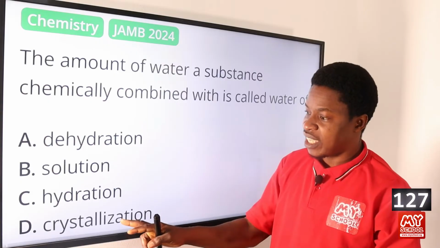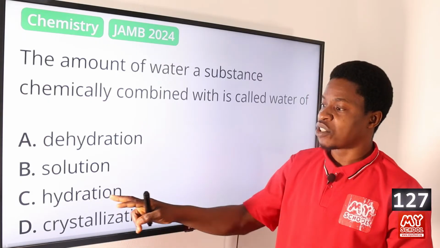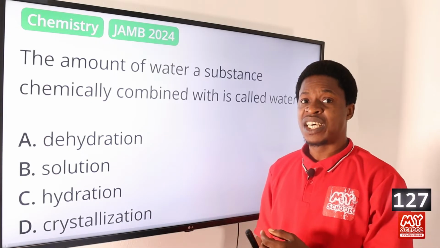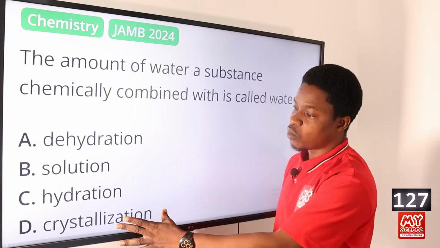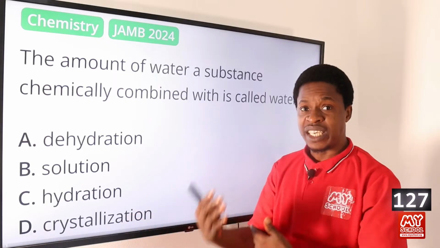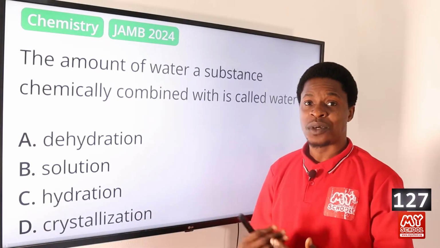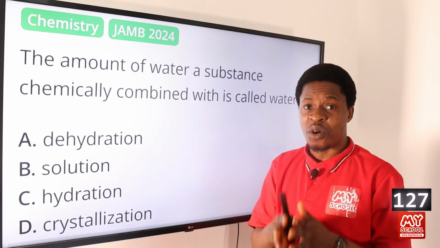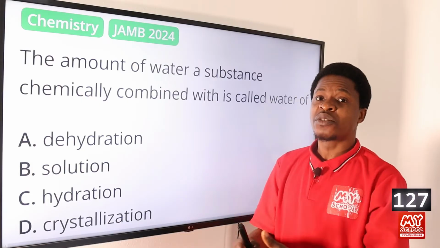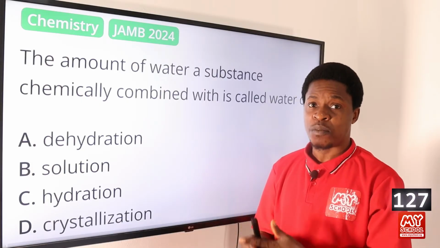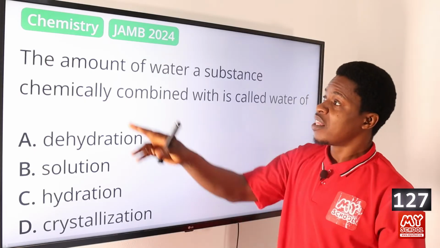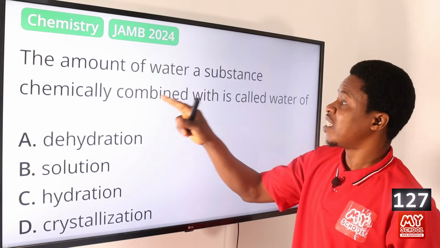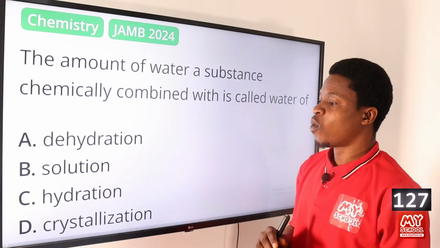Option D says crystallization. If you have hydration present, when you heat it, you can't have the crystals of that salt back. But if it is water of crystallization, on subjecting it to heating, you get the crystal of your salt back as it was. So salts can actually combine with moisture, and we call that water of crystallization. So the amount of water a substance is chemically combined with is called water of crystallization.